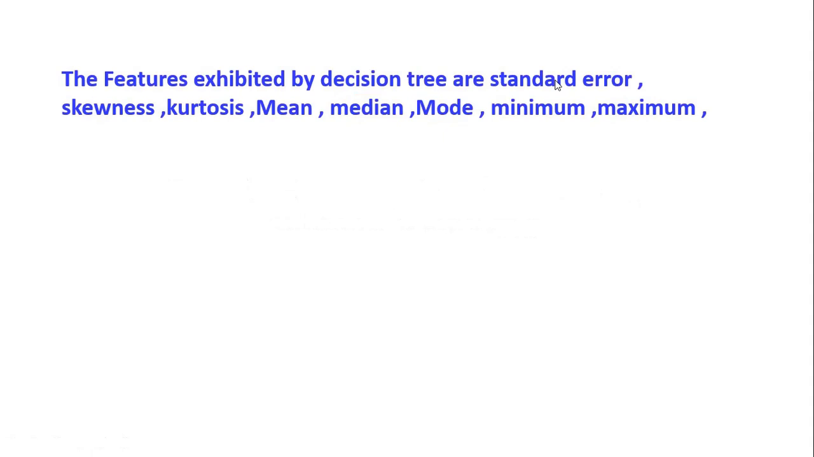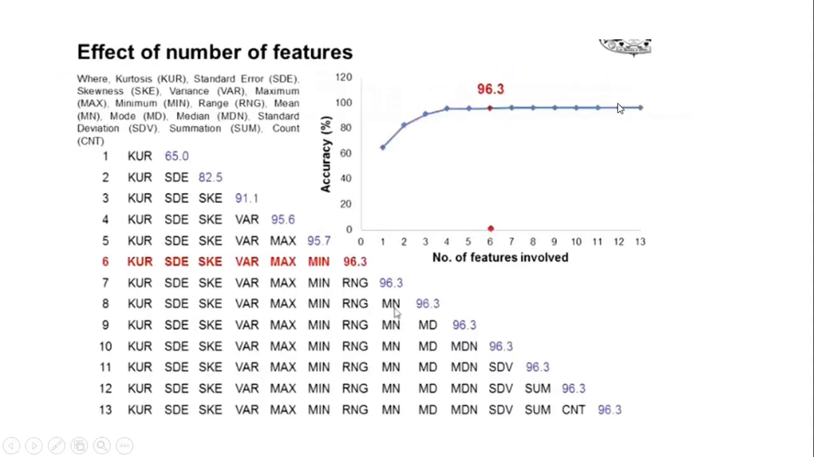analysis. Now see, these are the names of the features: standard error, skewness, kurtosis, mean, median, mode, minimum, maximum. How are these features selected? That will be the question. See here, this graph shows the effect of the number of features on the accuracy. Suppose there are 15 features or 13 features. With 13 features, the accuracy will be 96.3.